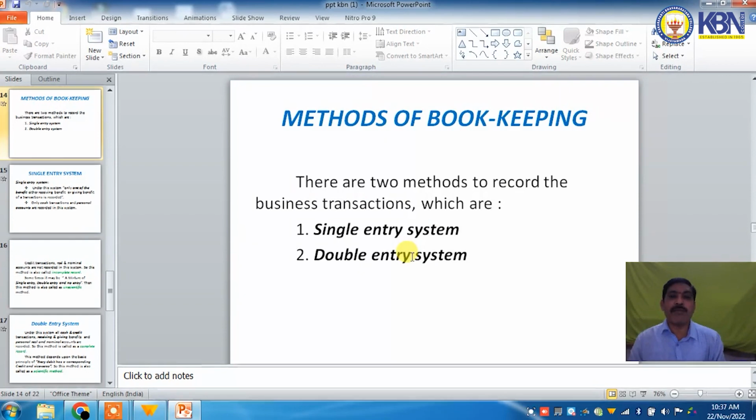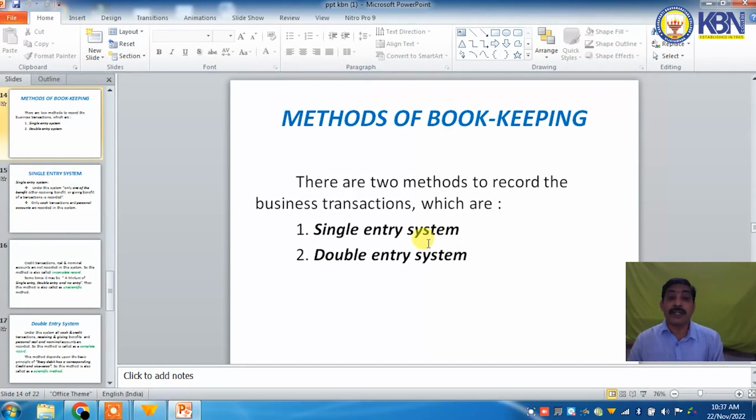The methods of recording business transactions. There are two methods to record the business transactions: single entry system and double entry system. In simple meaning, single entry means only one of the benefits, either receiving or giving, is entered. It is called single entry system. What is double entry system? Both the benefits are recorded. That is, receiving benefit and giving benefit both are recorded. It is called double entry system.